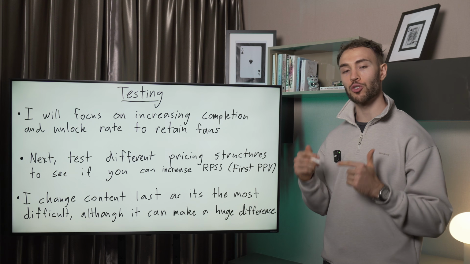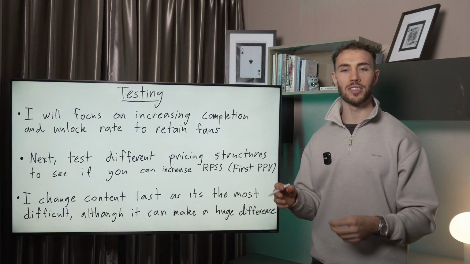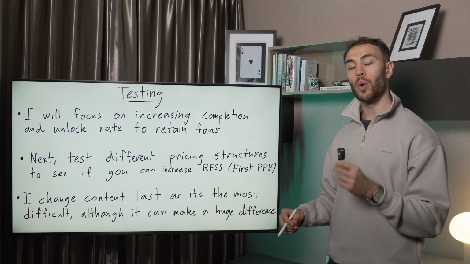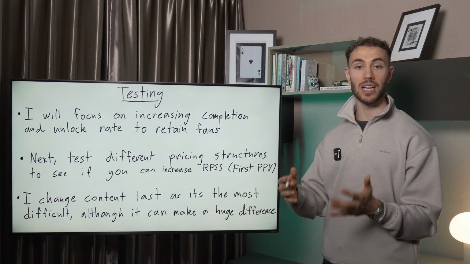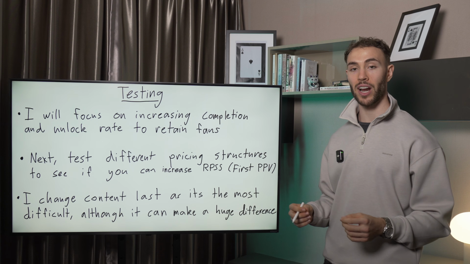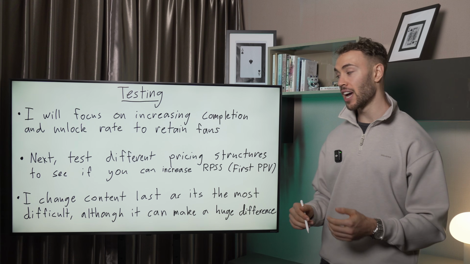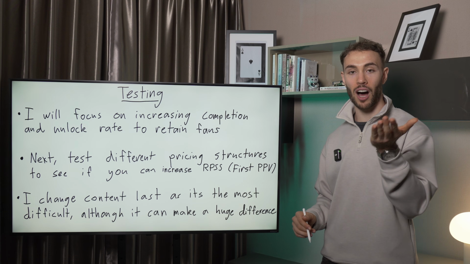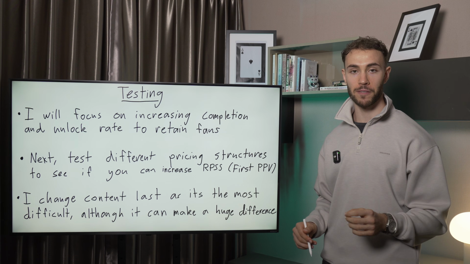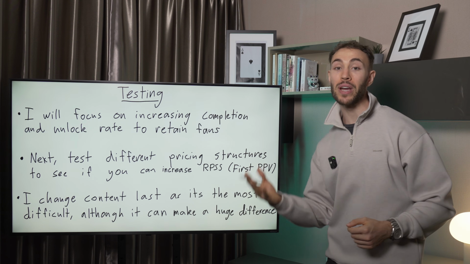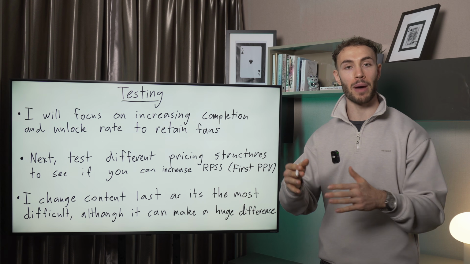Those are the metrics that we try to increase first. That's because it's really easy to experiment with literally different words. Once we've got it to a point where we're happy with the unlock rate and the continuation rate of our blocks, that's when we can start testing different pricing structures to see if we can increase the RPSS from the first pay-per-view. If we're getting a lot of fans through the whole sequence and we can increase the price, we're going to make more money.